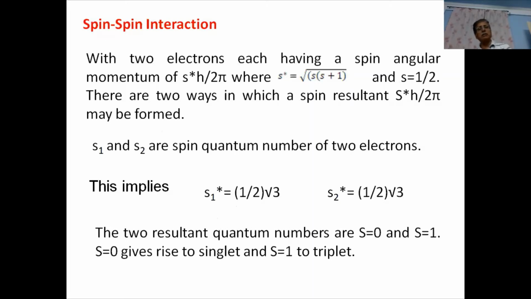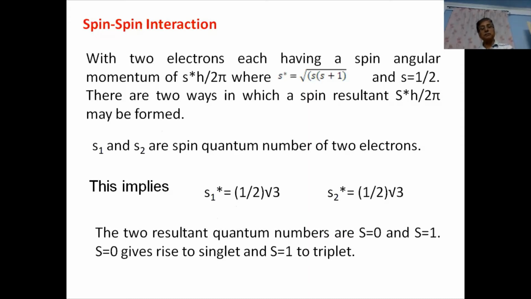Let us consider now the spin-spin interaction first. With two electrons, each having a spin angular momentum S star h by 2 pi, where S star is equal to square root of S into S plus 1, and S is equal to half here, and that is for both the electrons. There are two ways in which a spin resultant S star h by 2 pi may be formed.